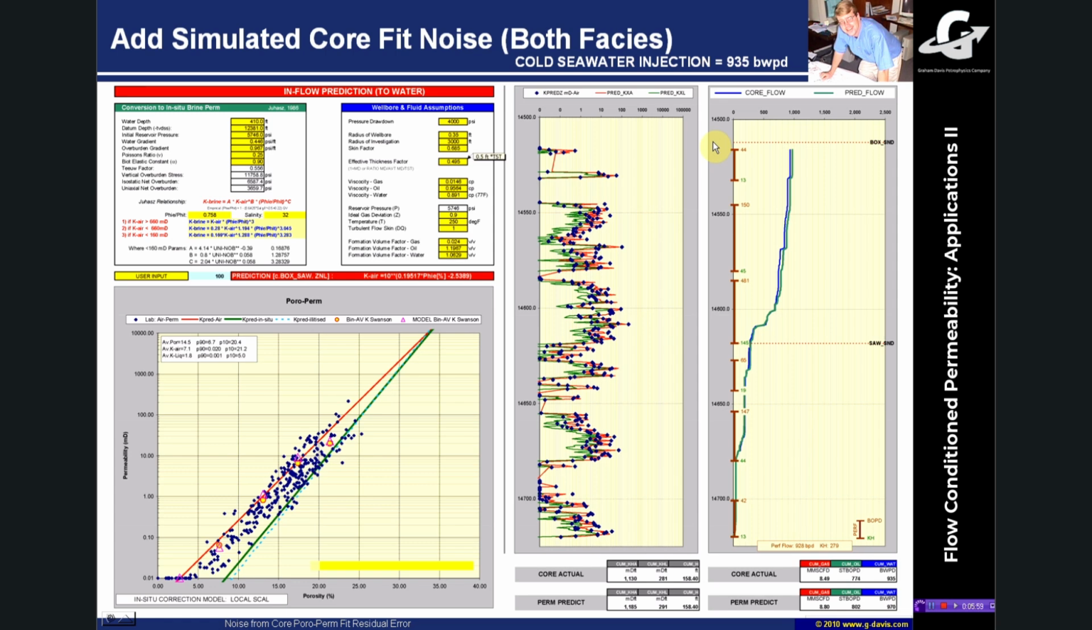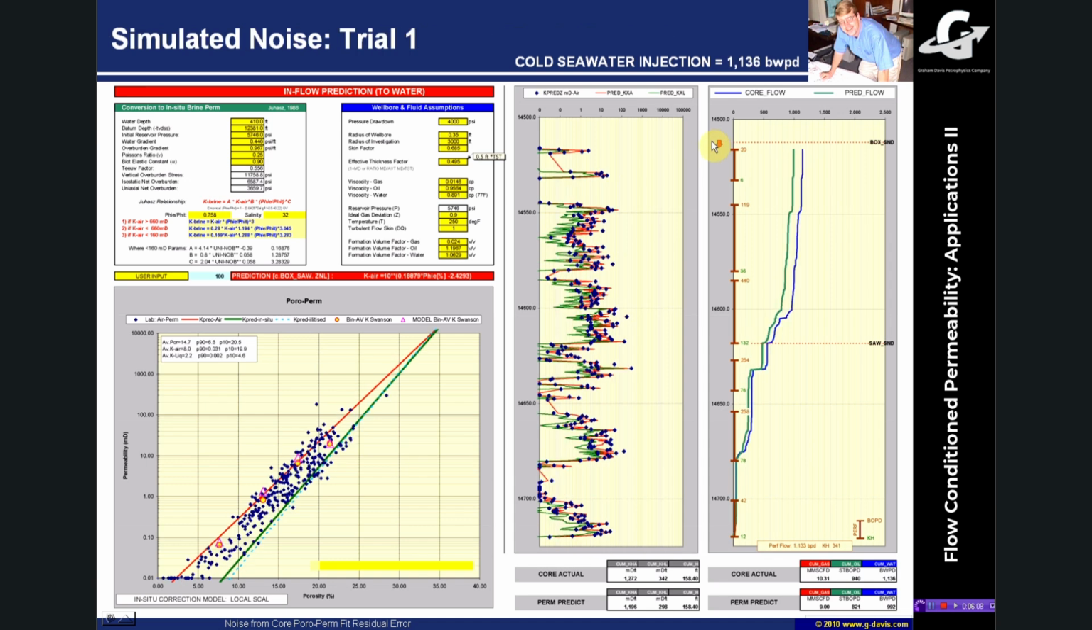So with simulated noise I seem to get some more injection. Now is that real? Let's have a look. What we can do is do it a number of times. That's the nice thing about simulated noise. We can press the F9 button and recalculate our random numbers and add in a different type of noise. So here I've got 1100 barrels a day.